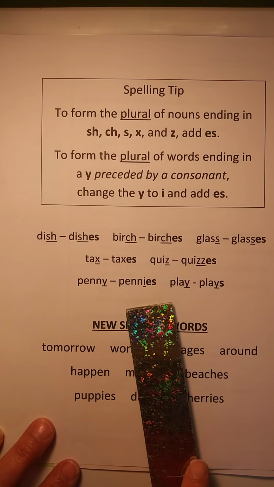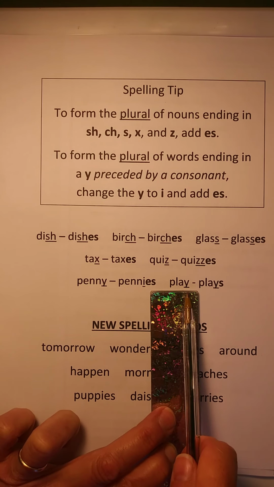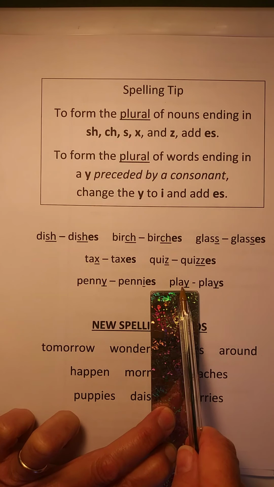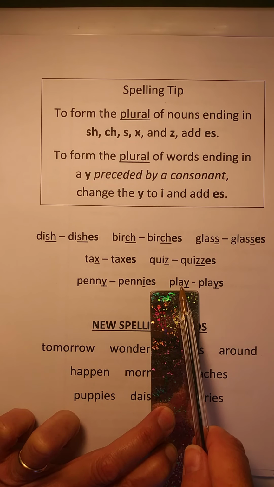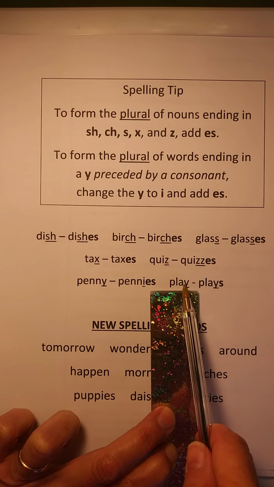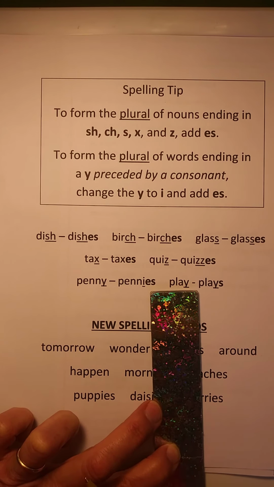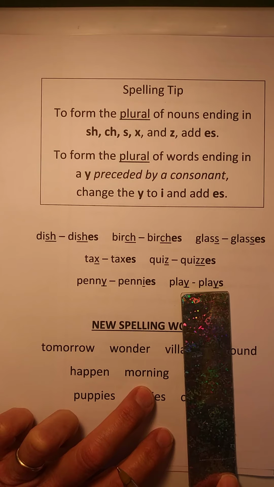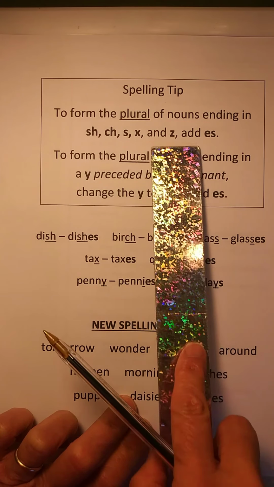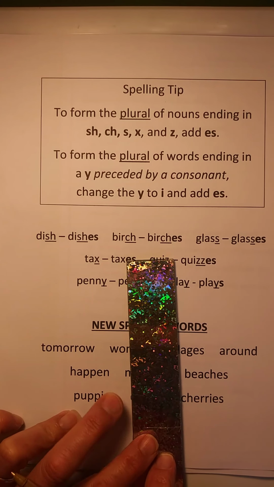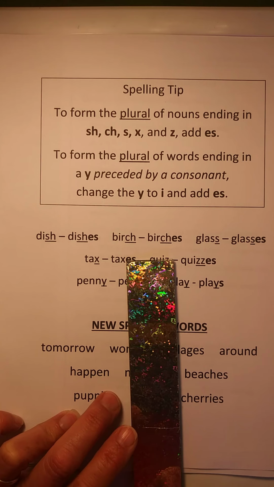Okay, but be careful, just because you have a word that ends in a Y doesn't mean you add ES, because with this word, play, the Y is preceded by a vowel, A. So you don't change the Y to I and add ES for this. You just add your S, plays. And all other words that don't fall under these rules, you just add an S to the end of the word. Okay?